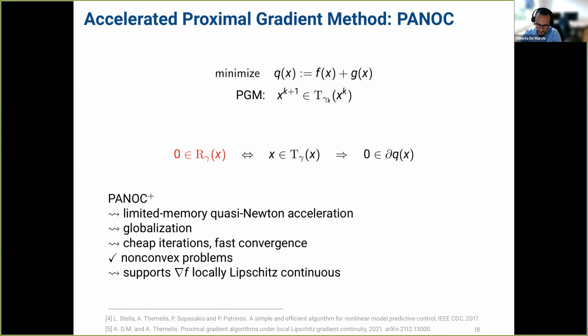Recently, this was also extended, so now we have PANOC Plus that can also support F having only locally Lipschitz continuous gradient. So this was good news for the development of augmented Lagrangian methods using this PANOC or this proximal gradient method as a subsolver.